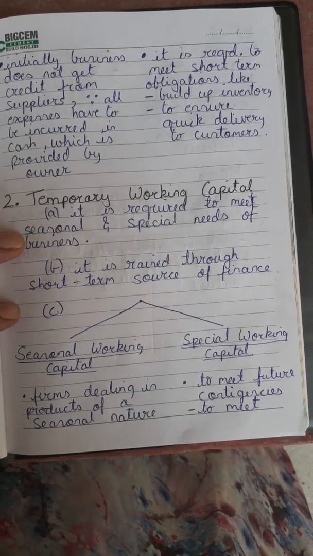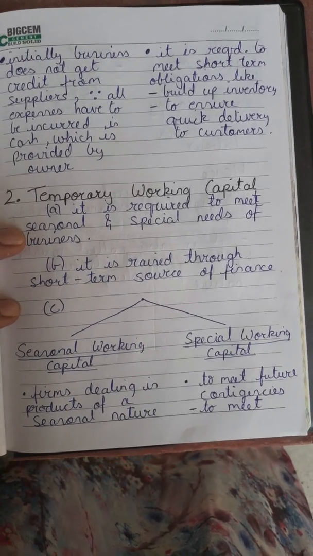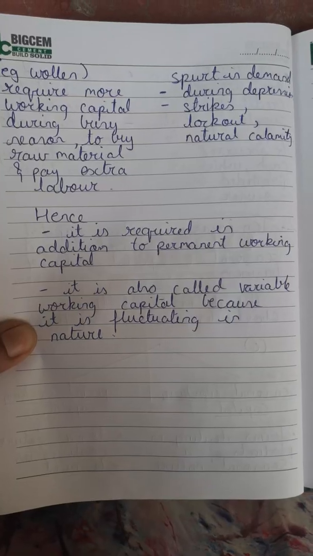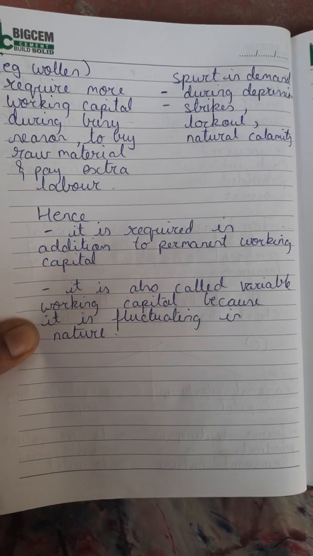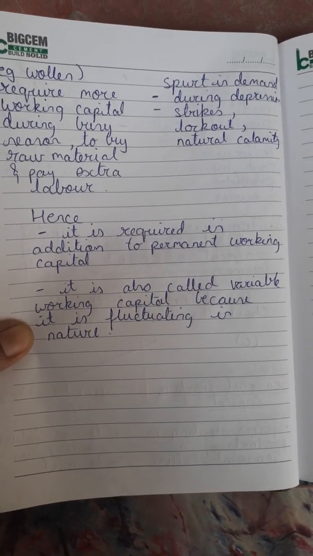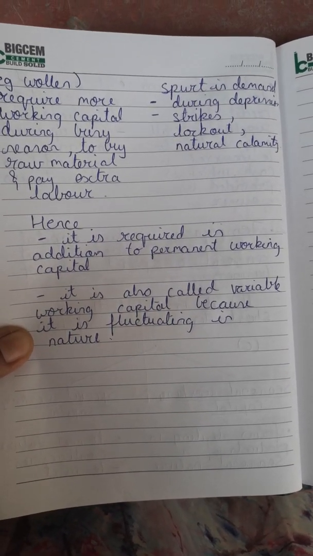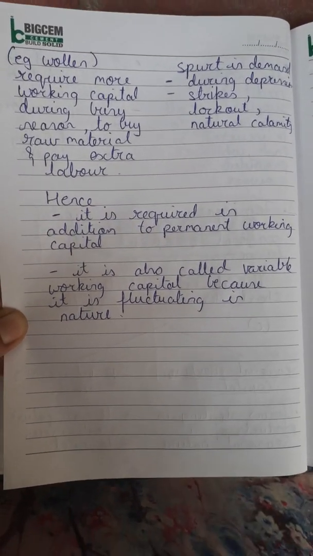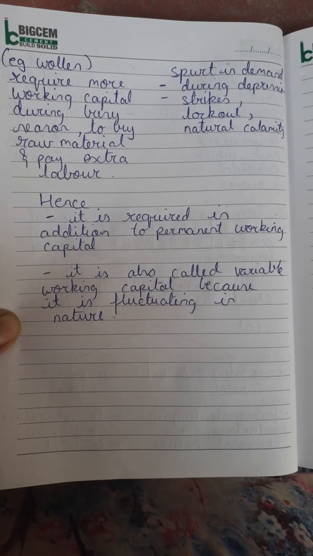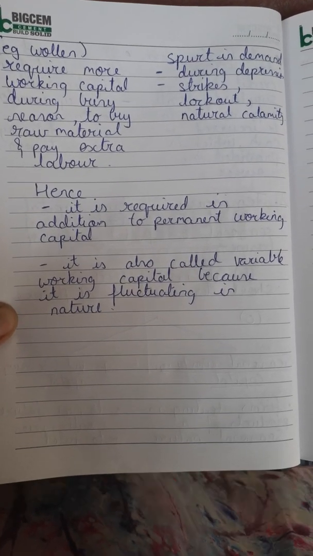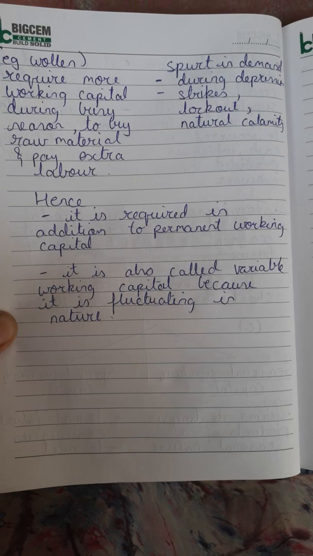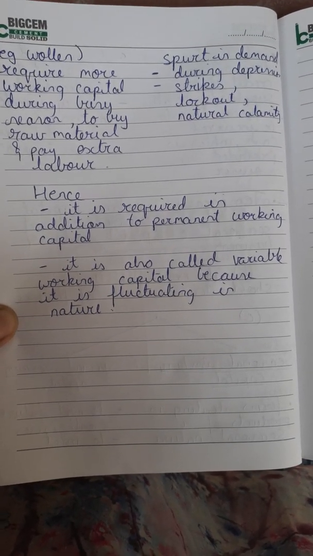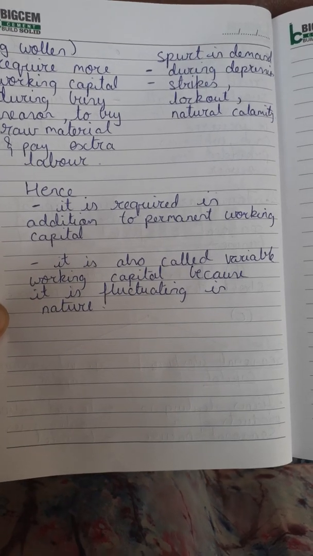Whereas special working capital is basically to meet special or future contingencies, like to meet sudden growth in demand, or during depression, or during strike, lockout, or a natural calamity. Hence, temporary capital is an addition to permanent working capital, and therefore it is also called variable working capital because it keeps on fluctuating.